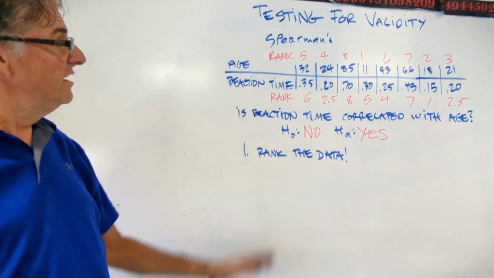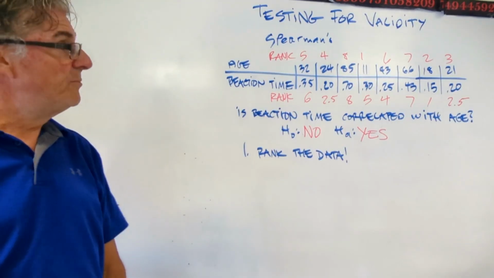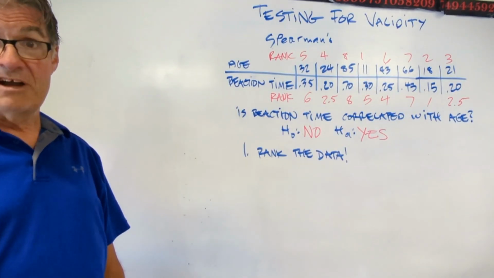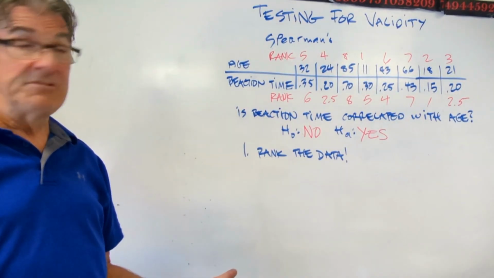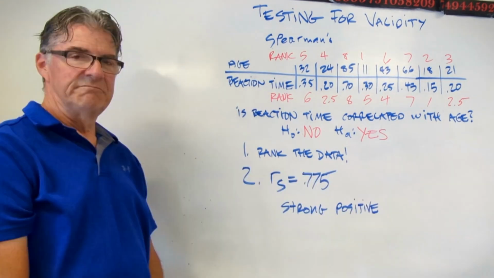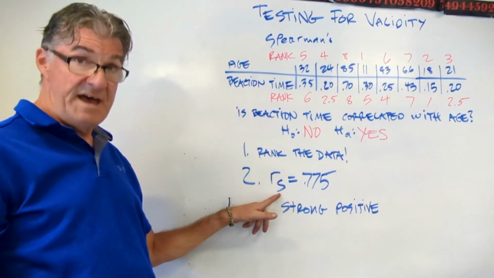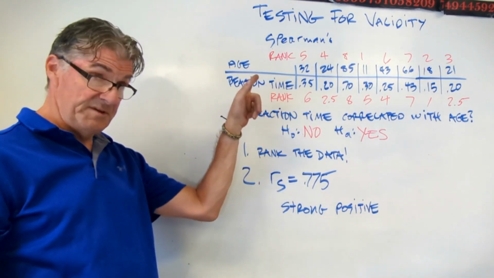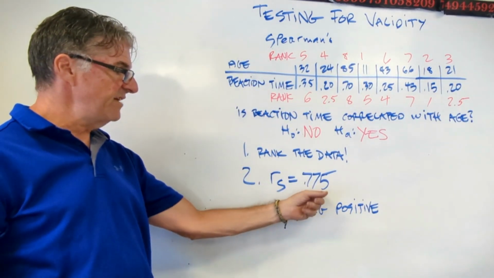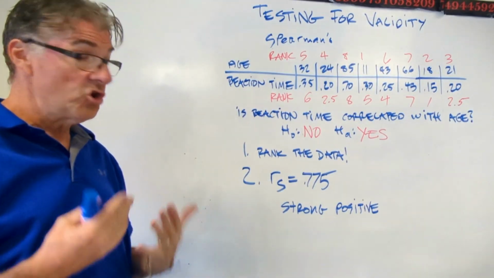Okay, so now that you've ranked the data, I want you to pause the video and go ahead and do the Pearson's linear regression. These steps are the same. You're just using it on the ranks. Go ahead and do that. Come right back. Okay, I did the calculations. I get my r sub s. Remember, the sub s is Spearman's calculation. I get a 0.775. Now remember, 0.75 and up is strong correlation.